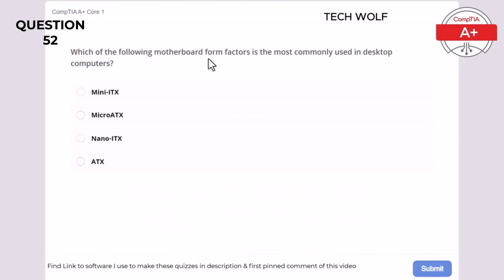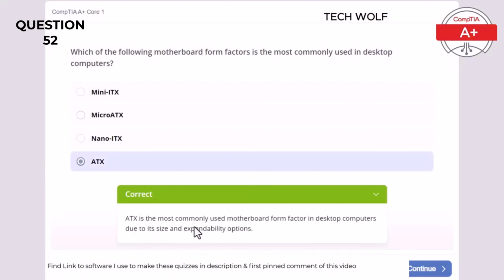Which of the following motherboard form factors is the most commonly used in desktop computers? Mini ATX, Micro ATX, Nano ATX, or ATX? And the correct answer is ATX. ATX is the most commonly used motherboard form factor in desktop computers due to its size and expandability options.